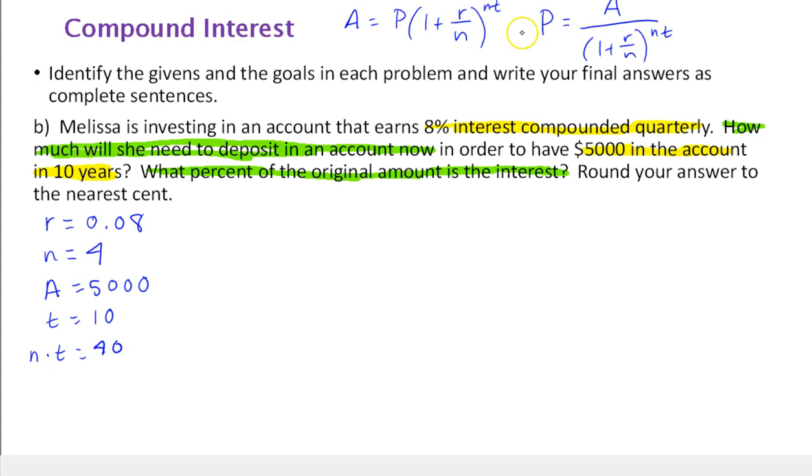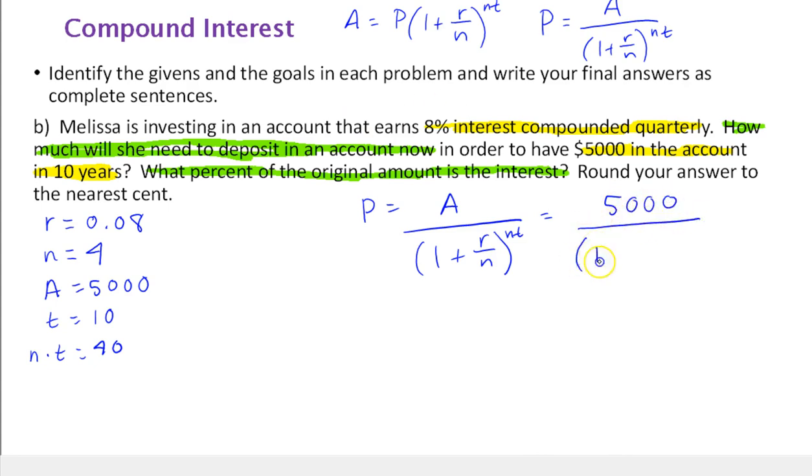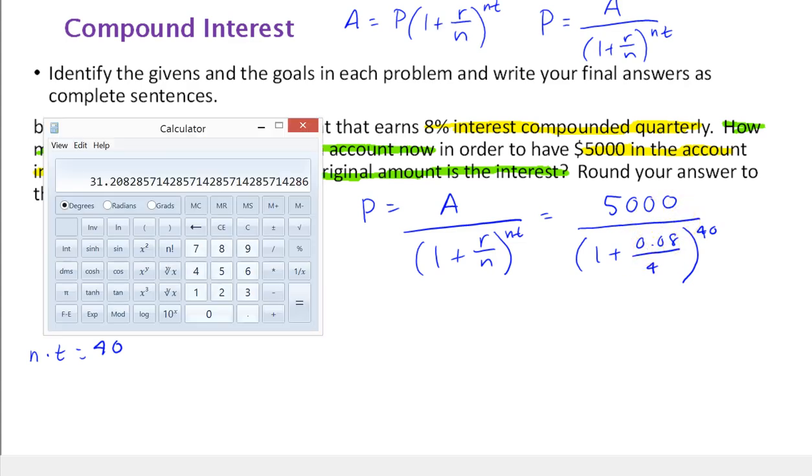So now let's insert all of this information. So P equals A over 1 plus R over N raised to the NT. And we know A is 5,000. R is 0.08 over 4, the number of compoundings per year, and the total number of compoundings is 40. Okay. Now again, if you have a scientific or graphing calculator, you can punch this in directly. We're going to use this simple calculator.